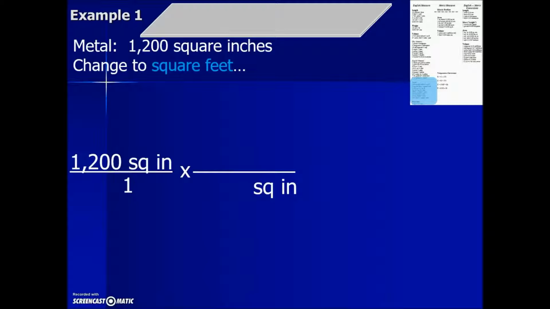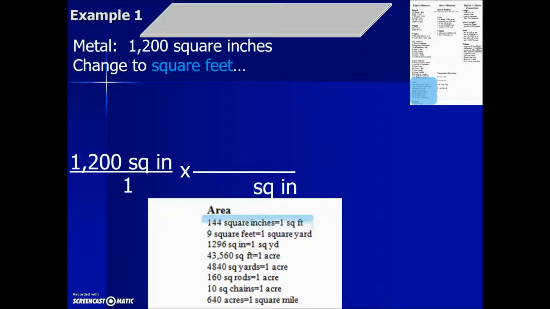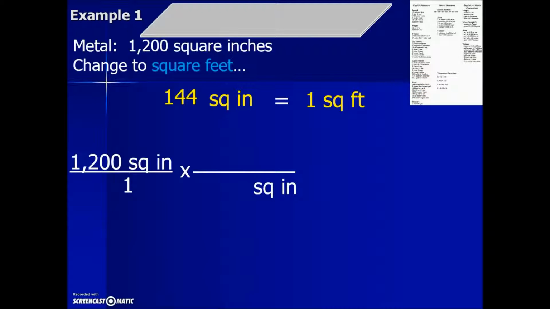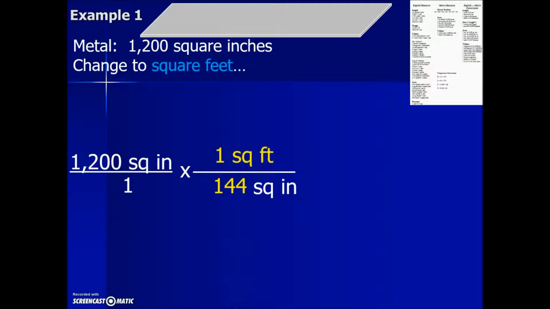Looking at the table in the first column, towards the bottom, we find right at the top that there are 144 square inches per, or equal to, 1 square foot. So setting up that conversion factor so that the square inches cancel out and result in an equivalent value of square feet, this will be our relationship for our conversion factor fraction. Remember that this is equivalent to 1.